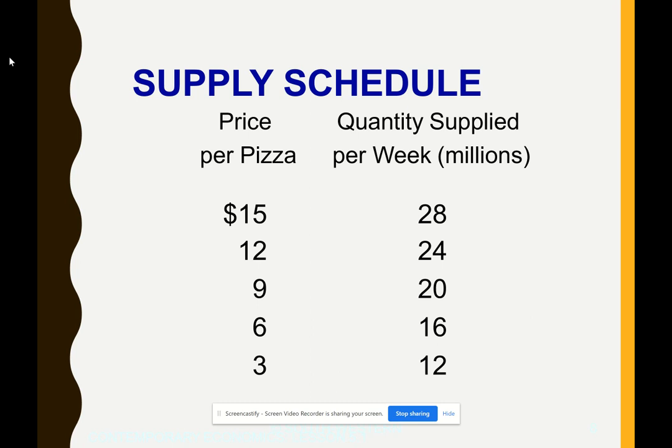Okay? Here's the price of pizza. If a pizza costs $15, right? We can supply 28 pizzas. Huh. This seems to be different from the demand schedule. Why is that? That's because when you're looking at it from a consumer perspective, you'll buy more of something if it's cheaper. From a producer's perspective, when you're making a profit, right? You're going to sell more of your expensive goods.